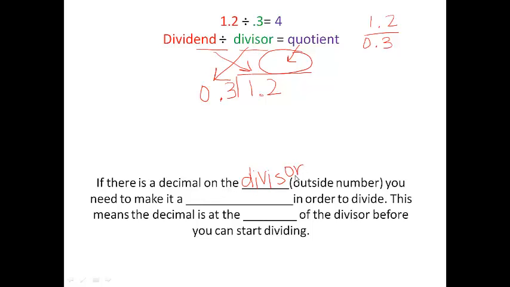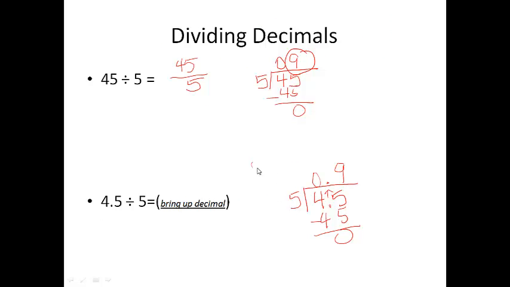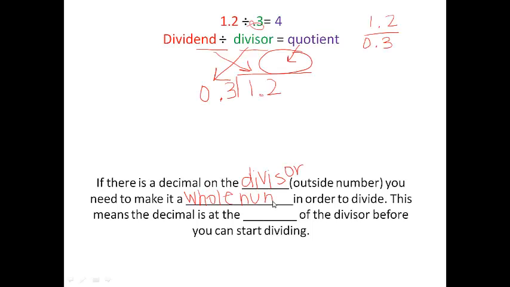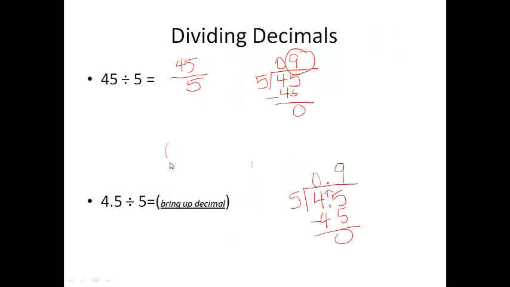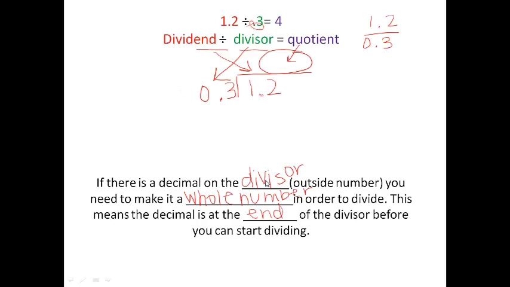If there's a decimal on the divisor, like here, you need to make it a whole number in order to divide. This means the decimal is at the end or at the back of the divisor before you can start dividing. We're going to do a couple of examples like this, because in the first example we did, there was no decimal on the divisor. So now here, there's a decimal, so we have to do one more thing before we can just move the decimal up and forget about it.